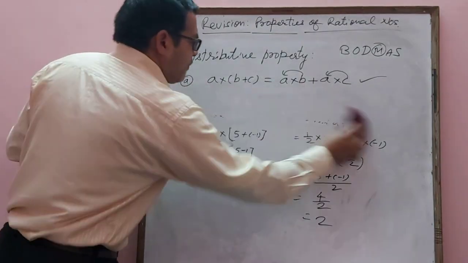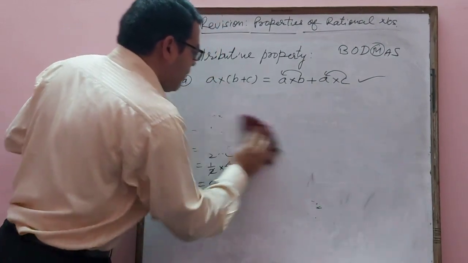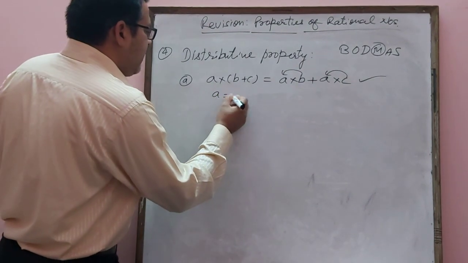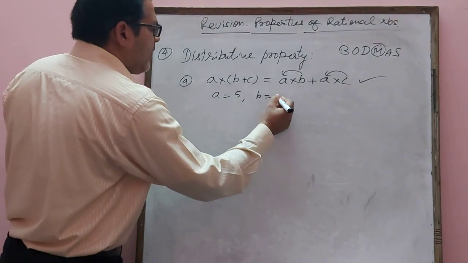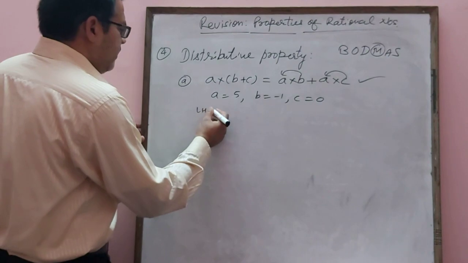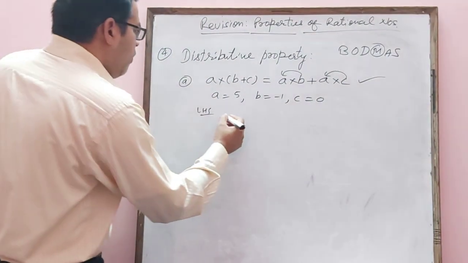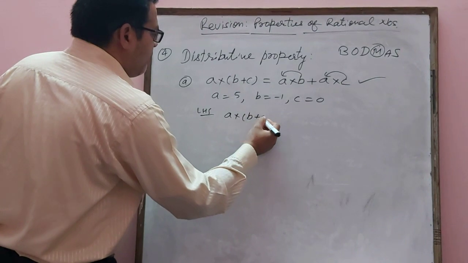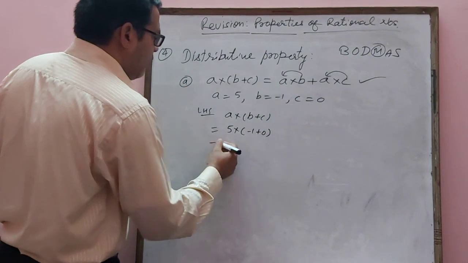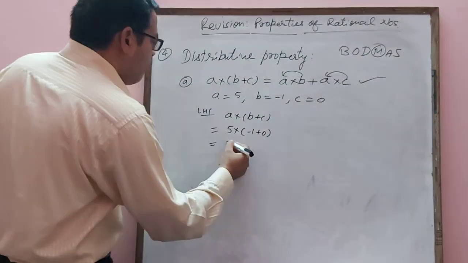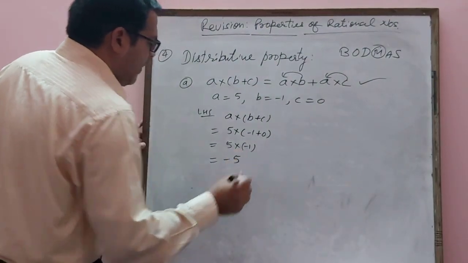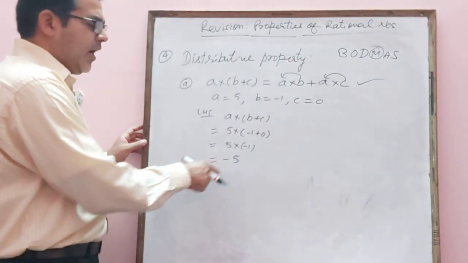One more set of values I am taking here to verify whether this relation is true or not. This time I am making it very easy. A I am taking 5, B I am taking minus 1 and C I am taking 0. Right? Now let's check again for this set of values. So the left hand side is A into (B plus C). A is 5, B is minus 1 and C we can write 0, since C is 0 we have taken here. So 5 into (minus 1 plus 0) we can write as minus 1. And when we multiply 5 with minus 1 we have minus 5.